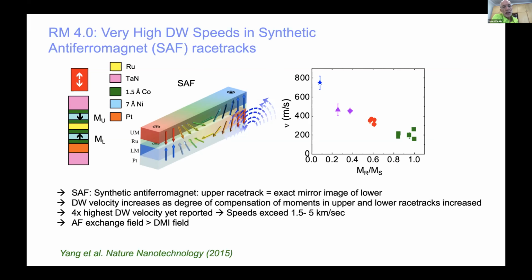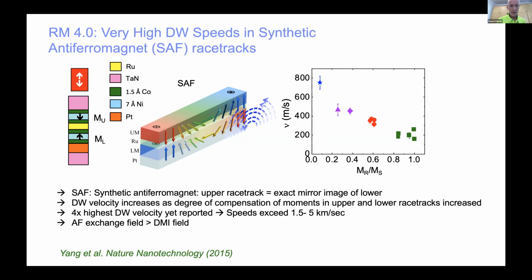So we have Néel walls, and the Néel chiral symmetry in the lower cobalt-nickel-cobalt layer is preserved in the upper cobalt-nickel-cobalt layer through the antiferromagnetic coupling through the yellow ruthenium layer. So it's a little bit complicated, but in the end, you have a structure in which the magnetization in the upper layer is exactly a mirror image of that in the lower layer. So altogether, there's no net moment anywhere in the structure in aggregate. And this means no long-range dipole fields. In these structures, we've seen speeds of up to a few kilometers per second for reasonable current densities.